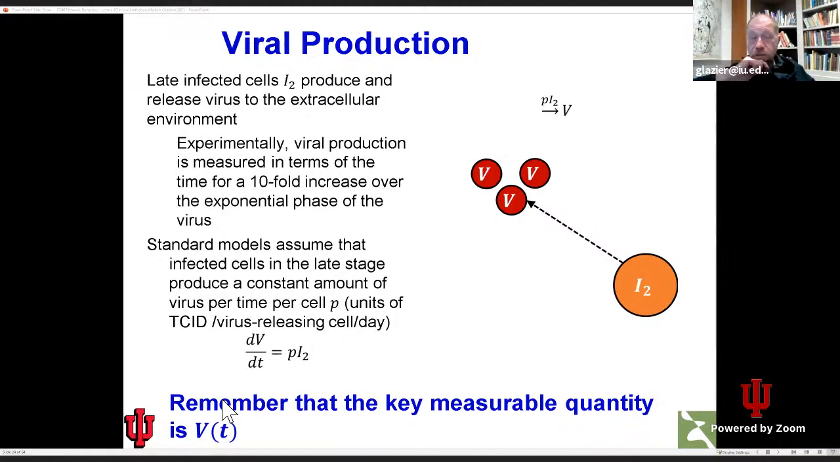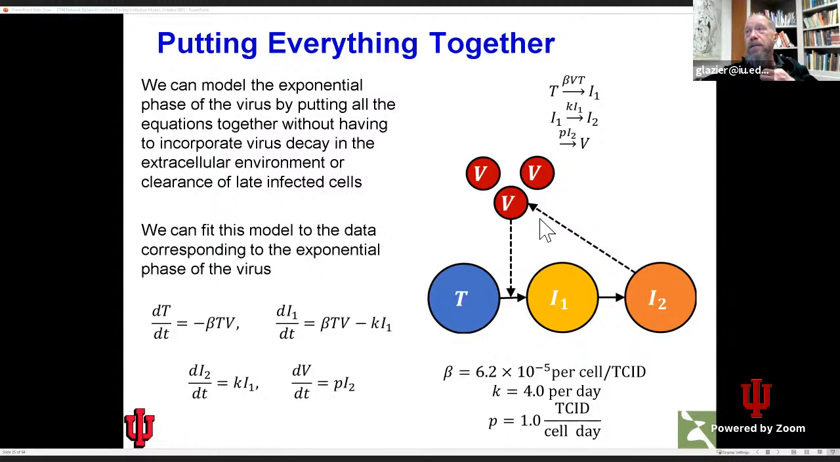But we'll assume that overall, each infected cell produces P amount of virus, and that P is measured in the strange unit of TCID. It would be much nicer if we could measure it in terms of the number of viral particles rather than in the infective potential of the virus, but that's the standard way we'll do it. And so the next thing we'll do is we'll say that the amount of virus is linear in I2. So dV/dt is equal to P times I2. And it's important again to remember that the thing we're really trying to replicate is the viral load curve. So we need to know that. All right. And so now we'll add nothing goes to virus at a rate P times I2.